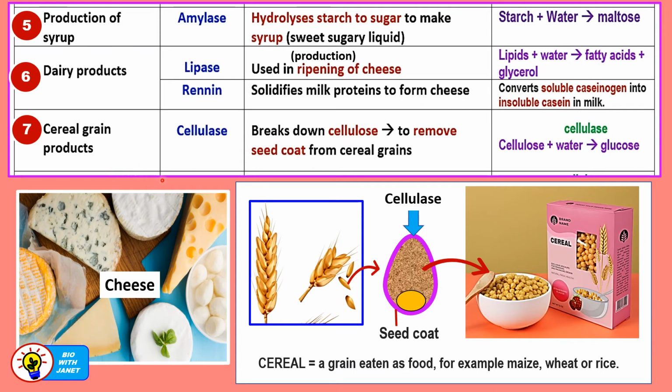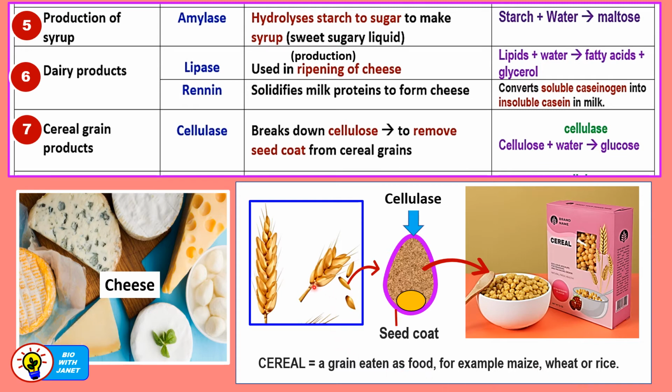Cereal grain products. In the production of cereal grain products, the enzyme cellulase is used to break down cellulose to remove the seed coat from the cereal grains, right? So in the production of cereals, now some of us eat cereals in the morning for breakfast. Cereals are actually grains that are eaten as food. For example, they may be maize, wheat, rice, and other cereals like barley. Barley is also a cereal.